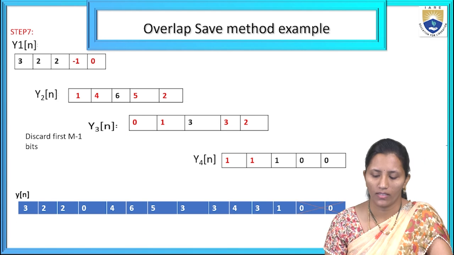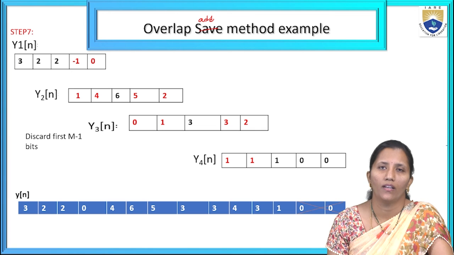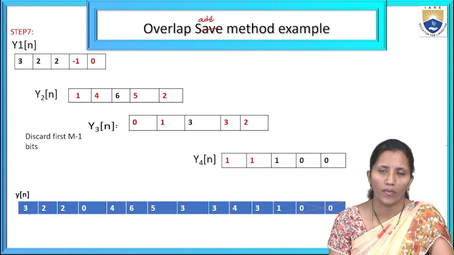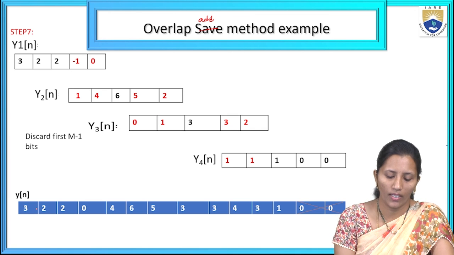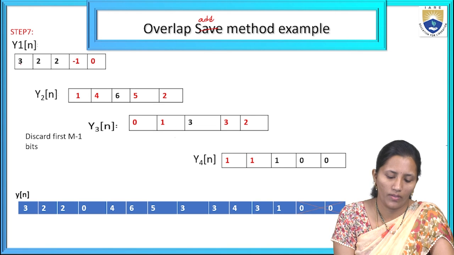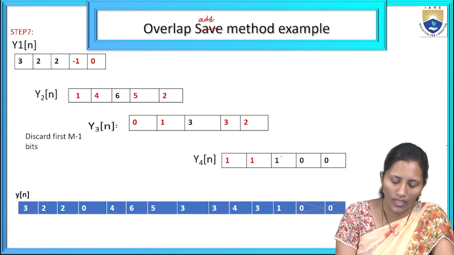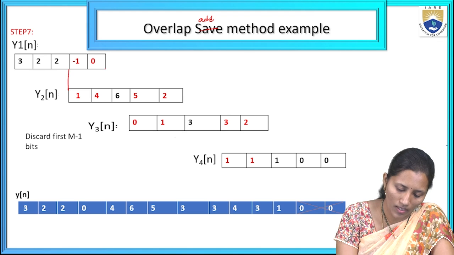How to perform this? How to reconstruct y of n by using the overlap add method here? So here we have the individual outputs, the 3 output responses: 3, 2, 2, minus 1; 0, 1, 4, 6, 5, 2; and 0, 1, 3, 3, 2, 1, 1, 1, 0, 0. Okay, so here we have to add these individual outputs.